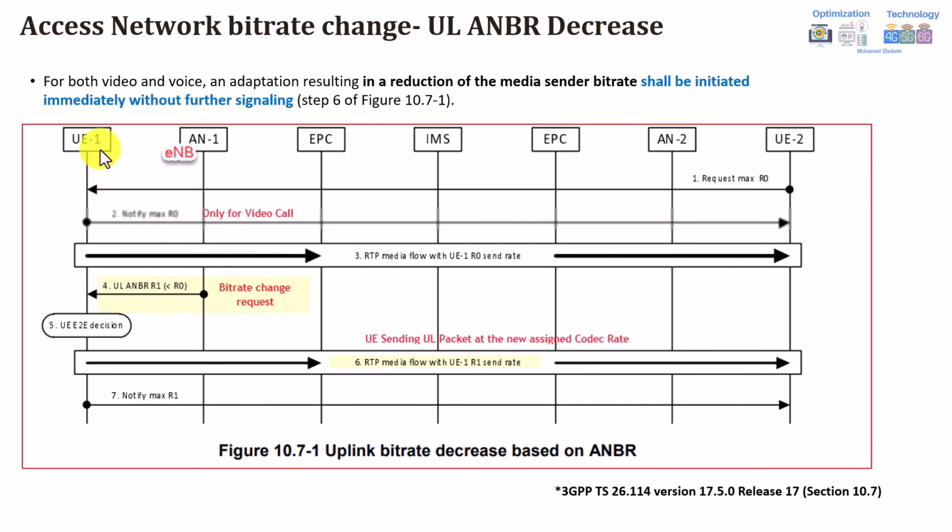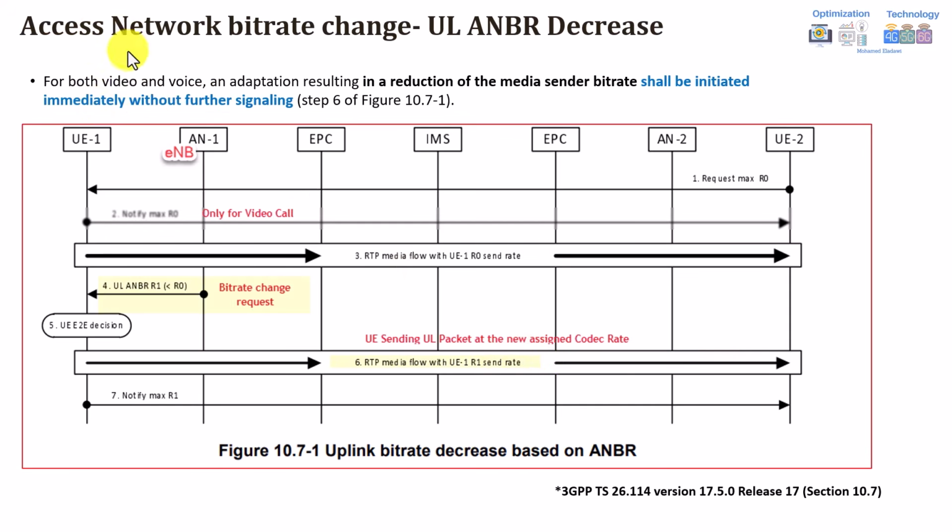So directly, now there will be a UE end-to-end decision. It will negotiate with user 2, and as long as it's decreasing, it will directly send the new packets with the decreased codec rate. As you can see here, the UE starts sending the packets at the newly assigned codec rate, which is less. The UE will check the recommended rate sent by this eNodeB and translate it into a codec rate, because at the end the codec rate is controlled by the UE, and it will start transmitting the data in uplink to the other user using the new codec rate.